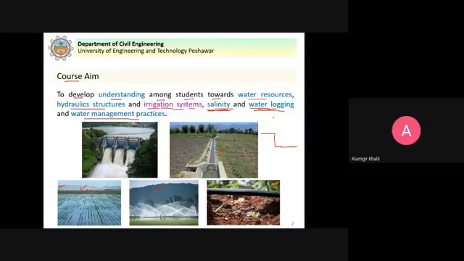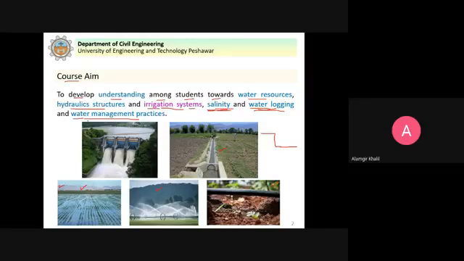Because of this dam construction, there was seepage of water, and as a result the water table rose, and it adversely affected the land productivity. This phenomenon is known as water logging. So we will study what salinity and water logging are, what the causes are, and how to deal with such problems, and water management practices.